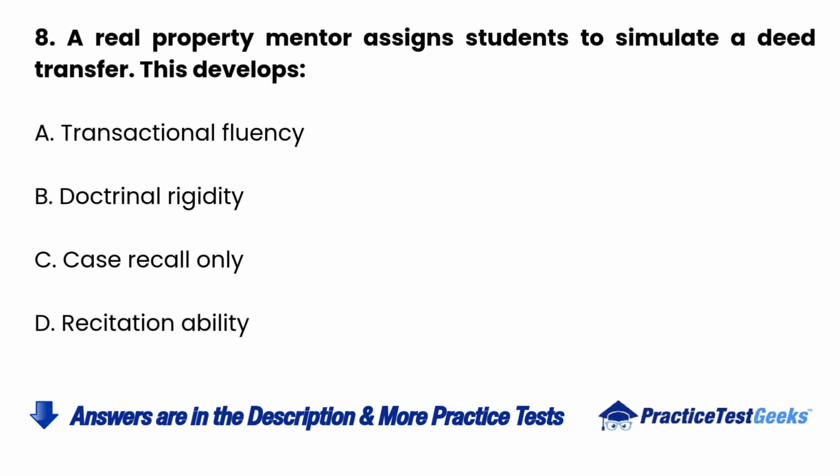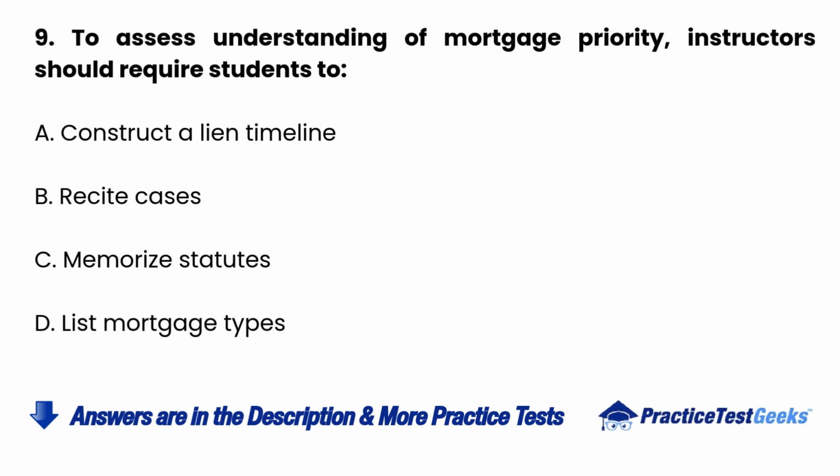8. A real property mentor assigns students to simulate a deed transfer. This develops A. Transactional fluency. B. Doctrinal rigidity. C. Case recall only. D. Recitation ability. 9. To assess understanding of mortgage priority, instructors should require students to A.